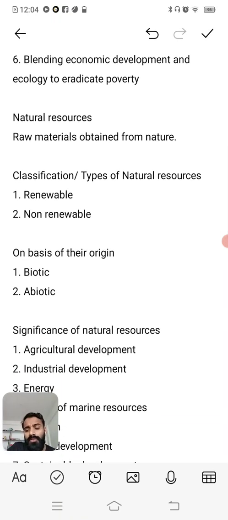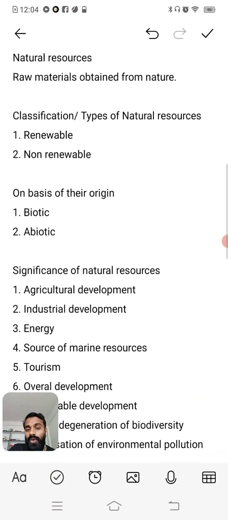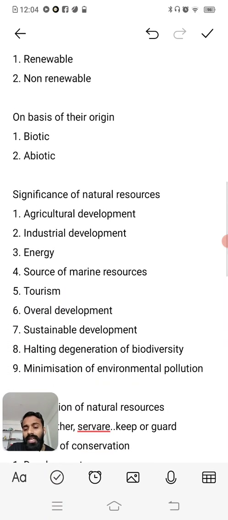On the basis of origin, they are also divided into two parts: biotic and abiotic. Biotic means that which comes out of life. Abiotic means out of non-living things. It means forest versus rock. The natural resources we get from rock are abiotic, whereas trees and the like are biotic in their origin. What is the significance of natural resources?